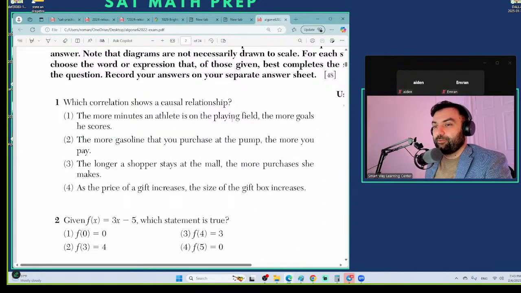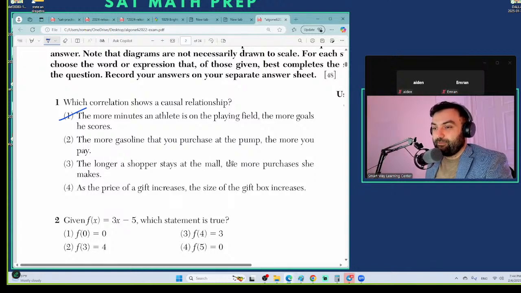Which correlation shows the causal relationship? Okay, the more minutes an athlete is on the playing field, the more goals he scores. That's not necessarily true. It doesn't work like that. The more gasoline that you purchase at the pump, the more you pay. I think this is it. That's how it works. Although I would probably read the rest of the answer choices.